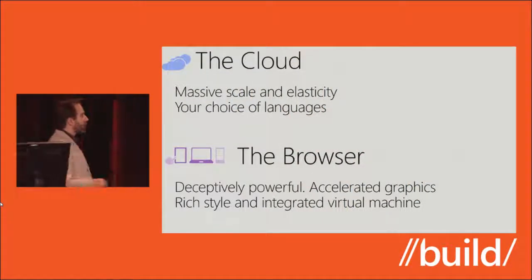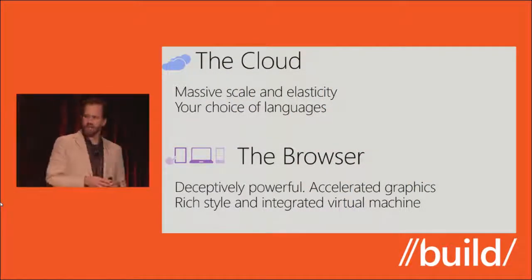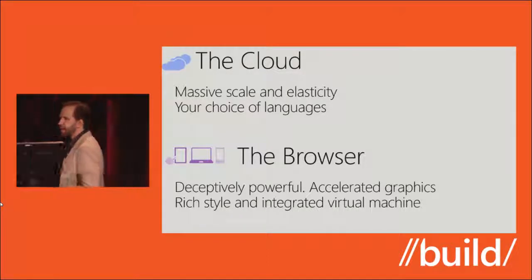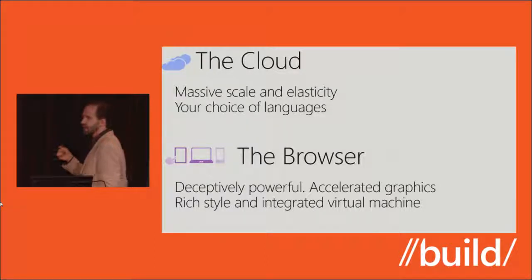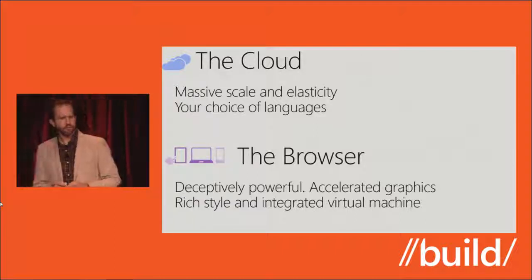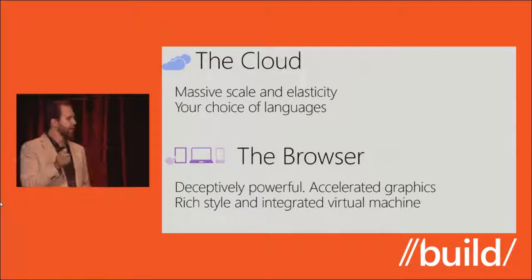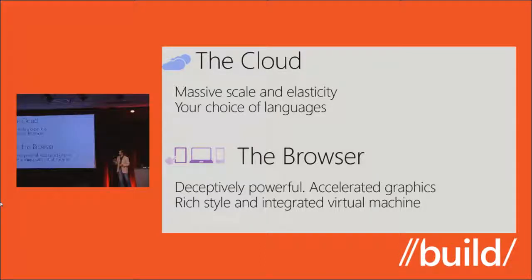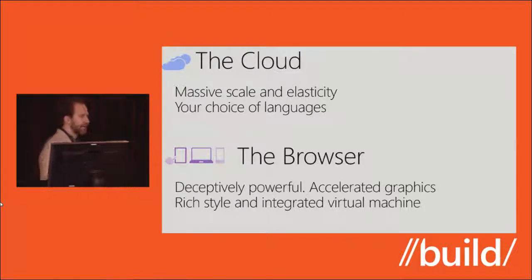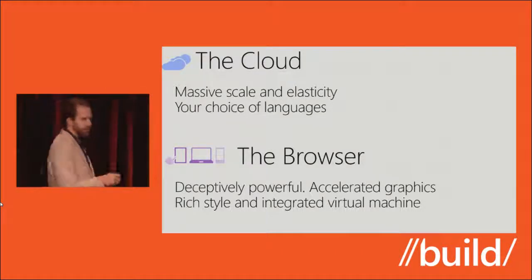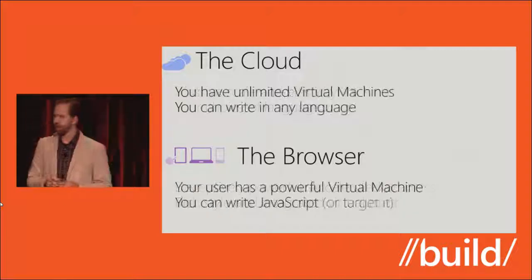So the cloud is offering you this massive scale and elasticity. You can make VMs like this. You can make websites like that. Take advantage of this. It is so powerful. It changes the way you develop, except people forget about the extra virtual machine. They forget about the one that is deceptively powerful, that is rich, that is integrated and requires no plugin, that has accelerated graphics, the one that exists on the user's machine already.